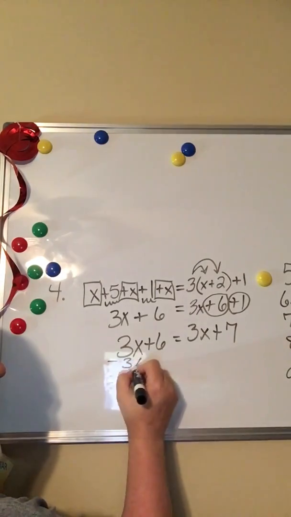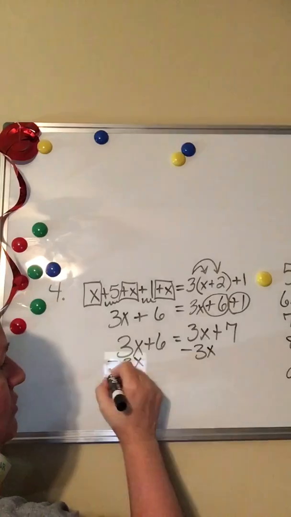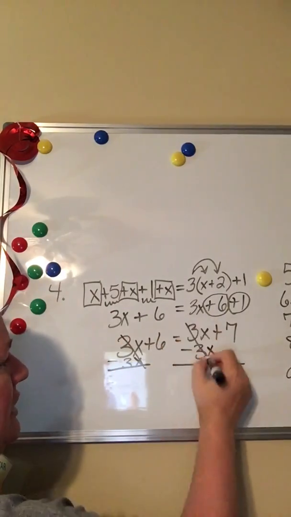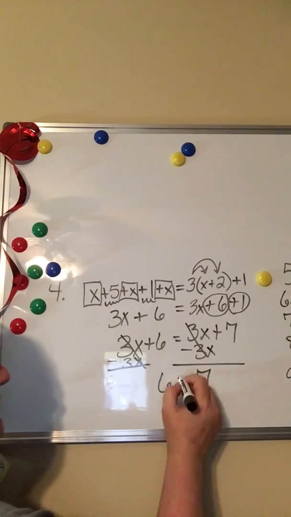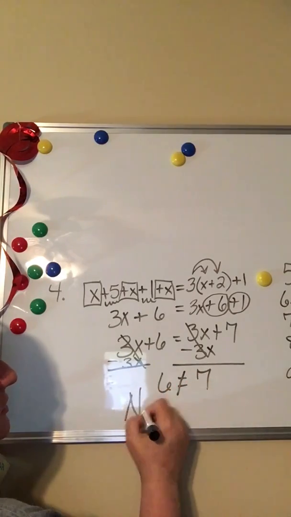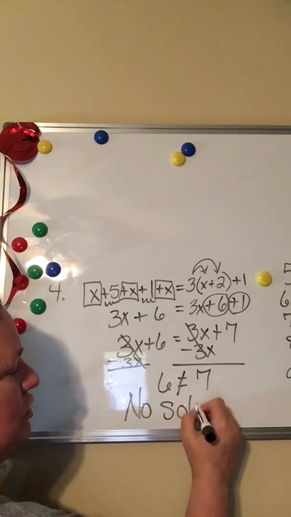Because when I do minus 3x on one side, I have to do it to the other side. Those are gone, and I get 6 equals 7. Well, 6 doesn't equal 7. So if 6 doesn't equal 7, then I know the answer to this is no solution.